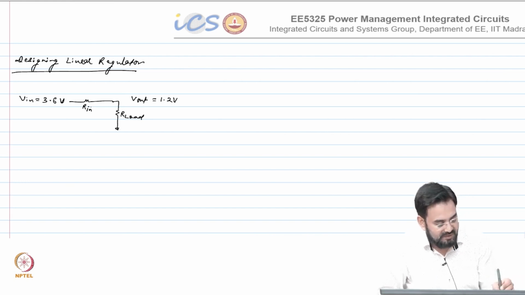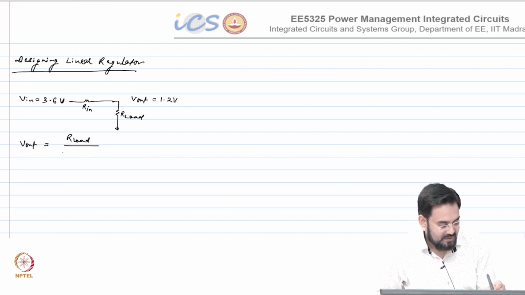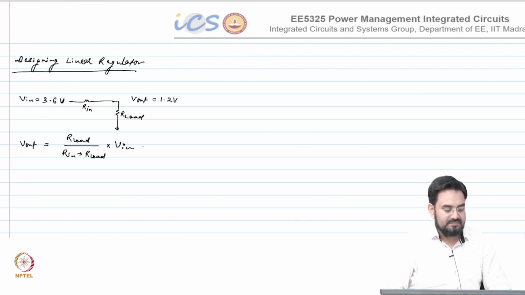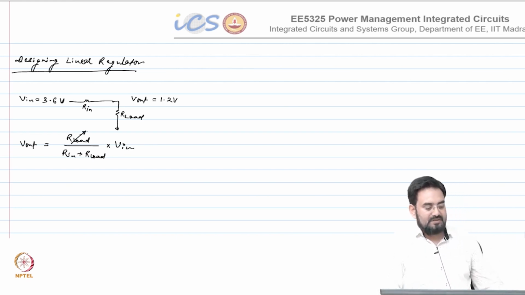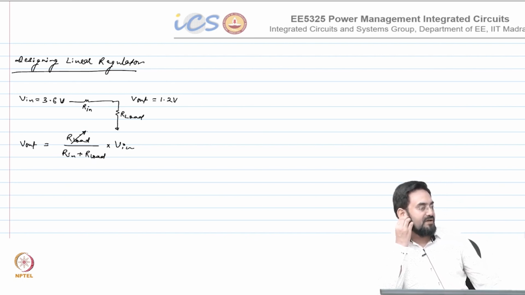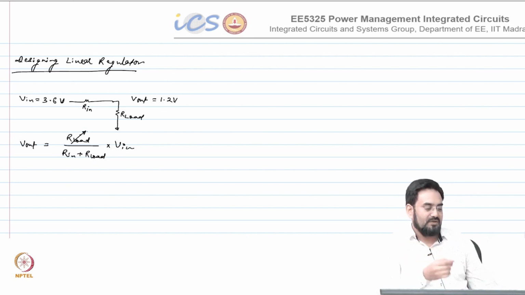Okay, so what is your V out? R load over R in plus R load, multiplied by V in. So if R load is changing, will V out remain constant? It won't remain constant. Okay.